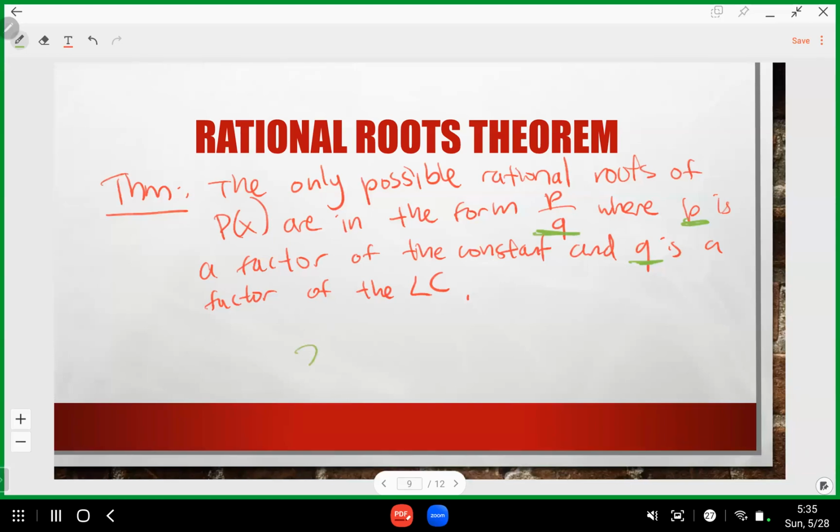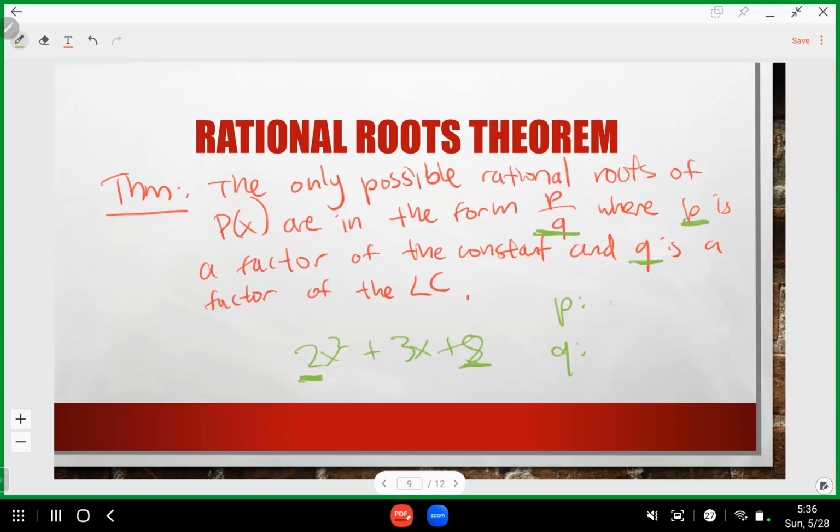Let's say I give you 2x squared plus 3x plus 8. The only possible roots are p over q, where p are the factors of 8 and q is the factors of 2, right? So always remember, the factors of the constant are on top, the factors of the leading coefficient are on the bottom. P is the constant. Q is the leading coefficient. So now that we know that, what is P? It is the factors of 8.